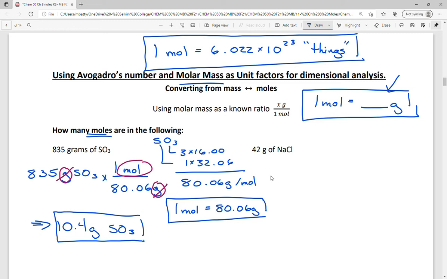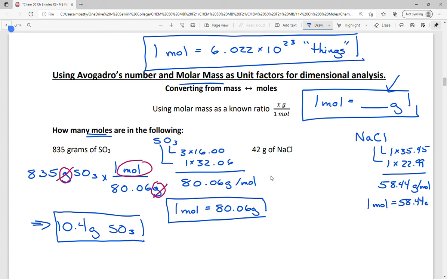So the next one here, if we have 42 grams of sodium chloride, how many moles is that? And so we need to know the molar mass of sodium chloride. And sodium. So a total molar mass of 58.44 grams per mole. This can be a unit factor. This is saying that 1 mole of sodium chloride is 58.44 grams.